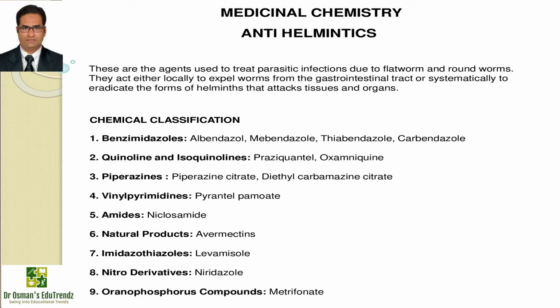attack tissues and organs. The chemical classification for antihelminthic drugs is as follows: benzimidazoles, for example albendazole, mebendazole, thiabendazole, and carbendazole, followed by the second class, quinoline and isoquinoline derivatives like praziquantel and oxamniquine. The third class is piperazine derivatives like piperazine citrate and diethylcarbamazine citrate. The fourth class is vinyl pyrimidines like pyrantel pamoate or oxantel.